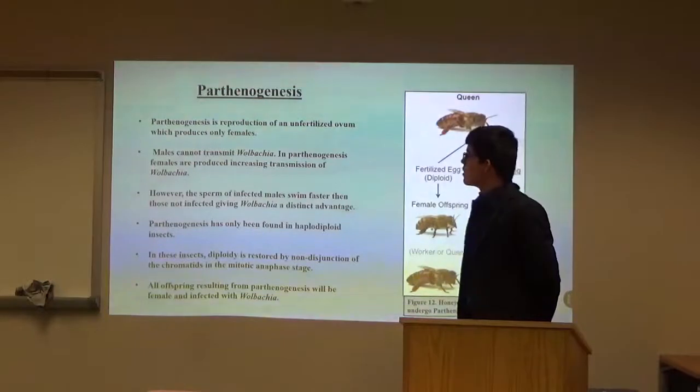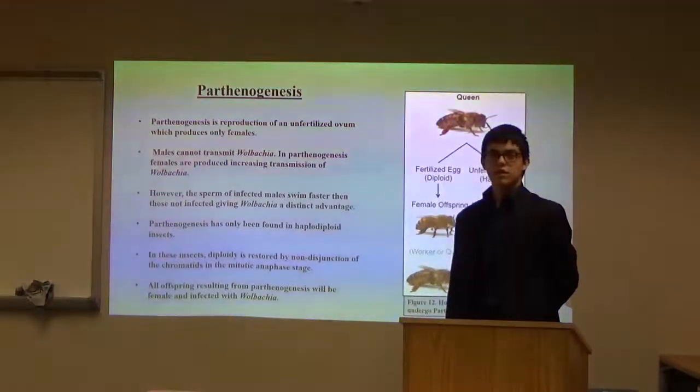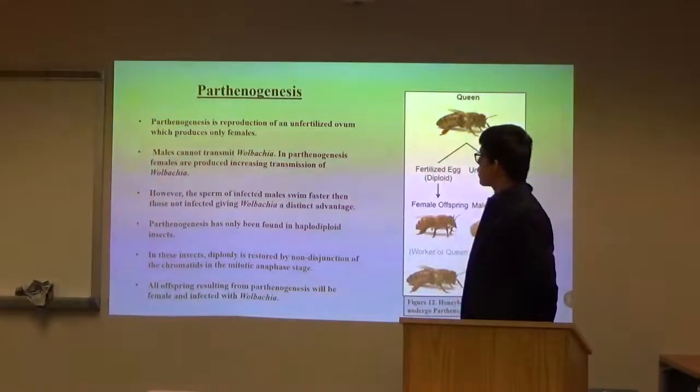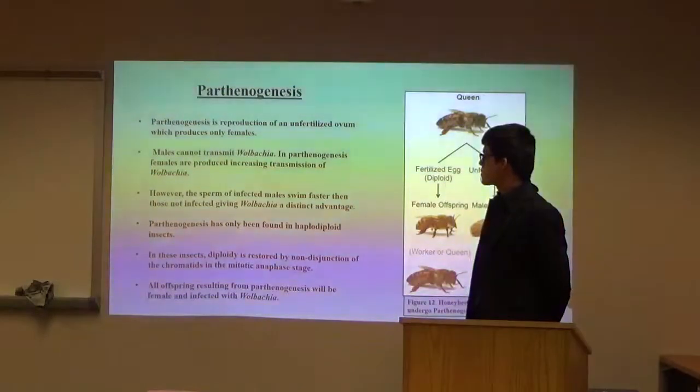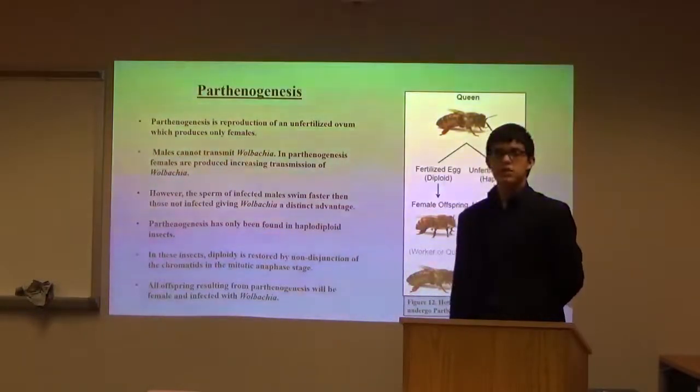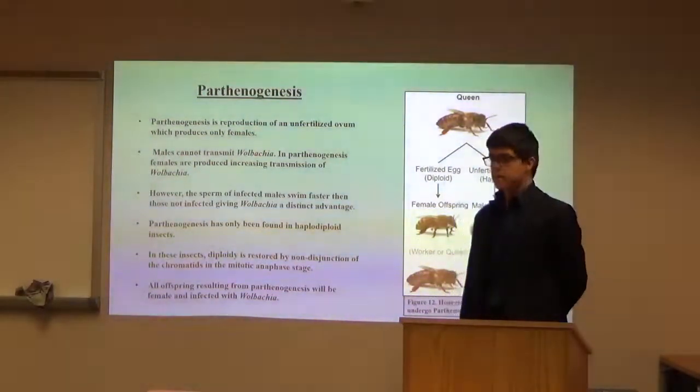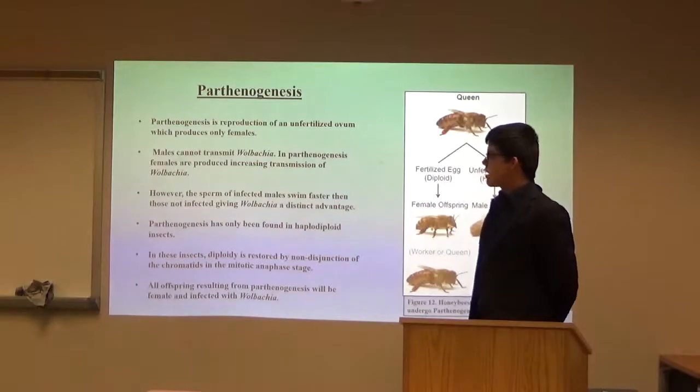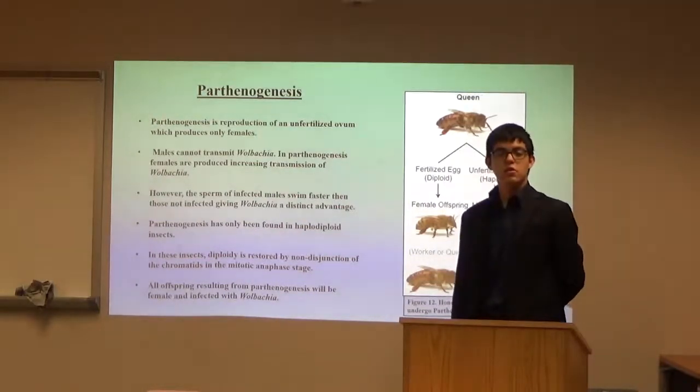Parthenogenesis. Parthenogenesis is the reproduction of an unfertilized ovum which produces only females. Males cannot transmit Wolbachia. In parthenogenesis, females are produced, increasing transmission of Wolbachia. However, the sperm of infected males swim faster than those not infected, giving Wolbachia a distinct advantage.